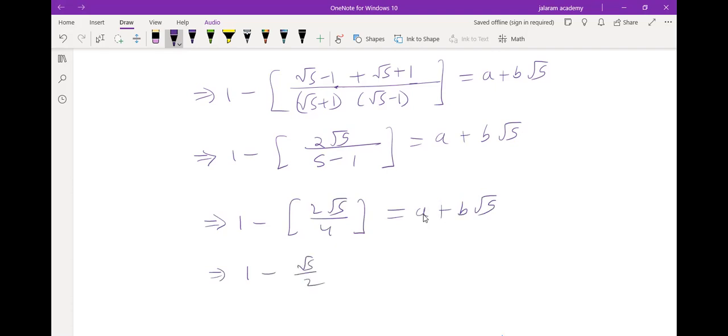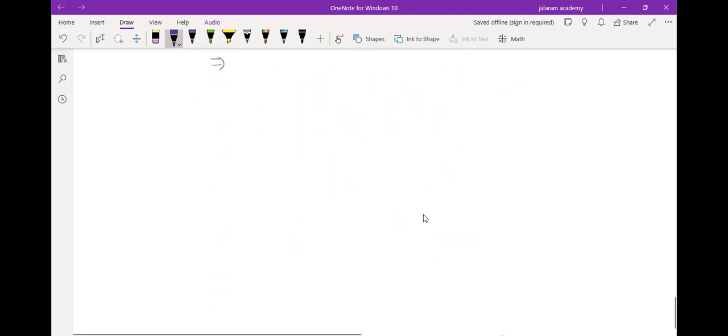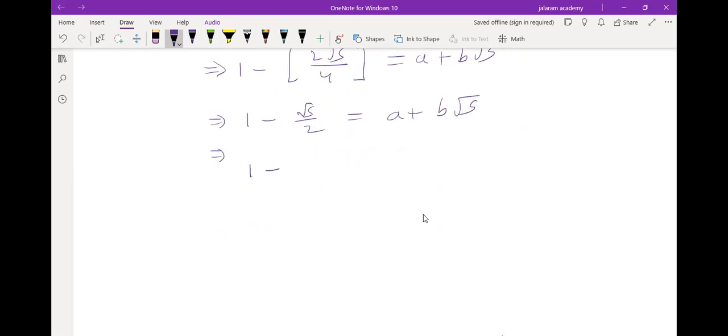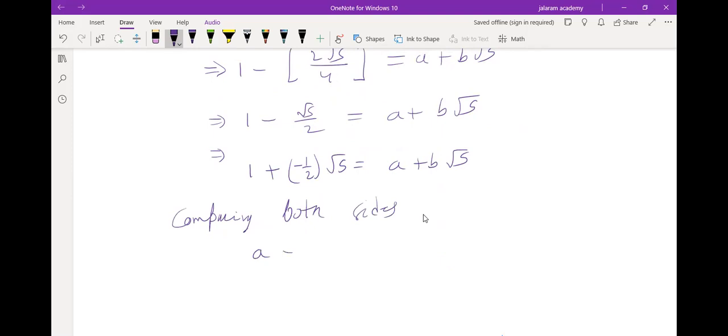Yes, sir. So it is root 5 by 2 equals to a plus b root 5. It implies 1 plus minus half root 5 equals to a plus b root 5. So comparing both sides, what do we get? A equals to 1 and b equals to minus half. Is that clear to you? Understood everyone?